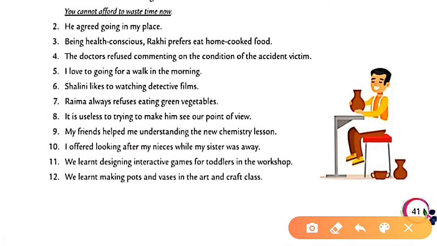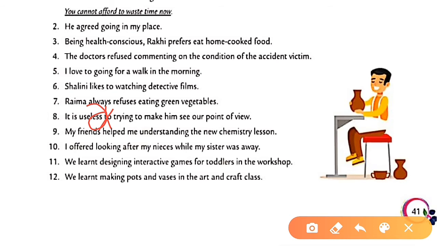Number 8. It is useless to trying to make him see our point of view. Answer. What is the error? It is useless trying to make him see our point of view. So what is the error? There is an error. You have to remove to. This to you have to remove. Okay. So your answer is, it is useless trying to make him see our point of view. Okay.